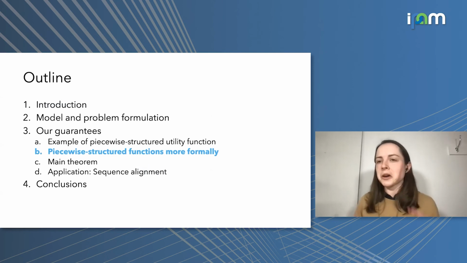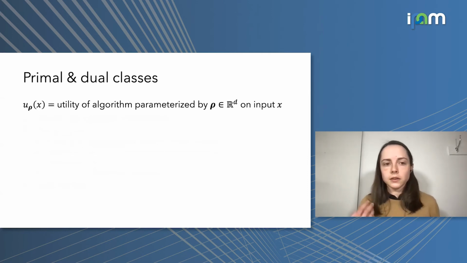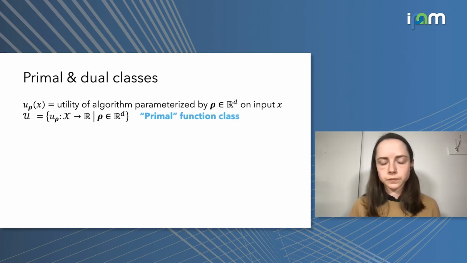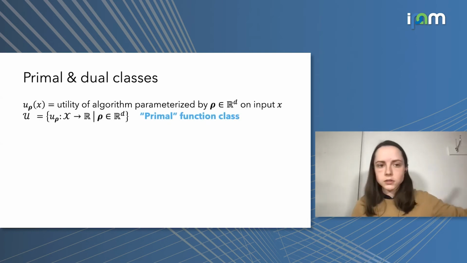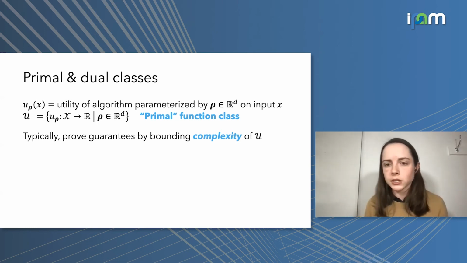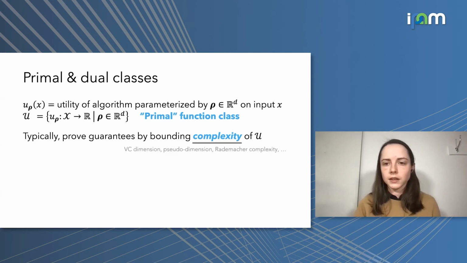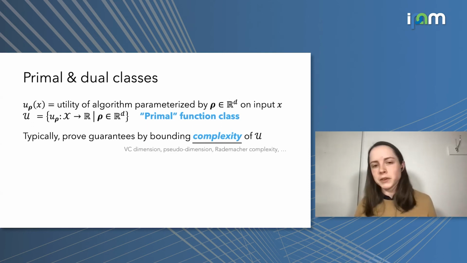Okay, so let me tell you now about this piecewise structure a little bit more formally. Let's remember that notation I introduced earlier in this talk, u rho of x, the utility of the algorithm parameterized by rho on the input x. If I collect the set of all such functions u rho, I'll call it u, and I'll refer to it as the primal function class. Typically in learning theory, we prove these types of generalization guarantees by bounding the intrinsic complexity of this primal function class u. And we use notions that you might have heard of before, like VC dimension, pseudo dimension, Rademacher complexity, and so on.